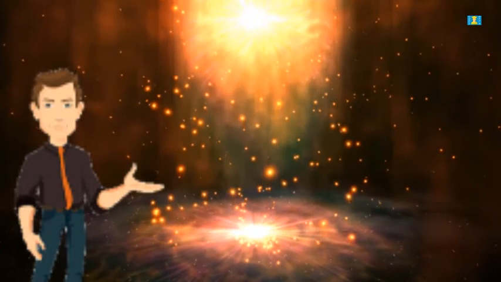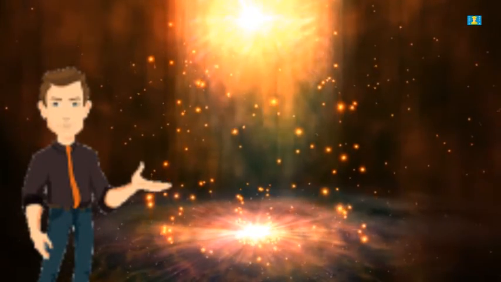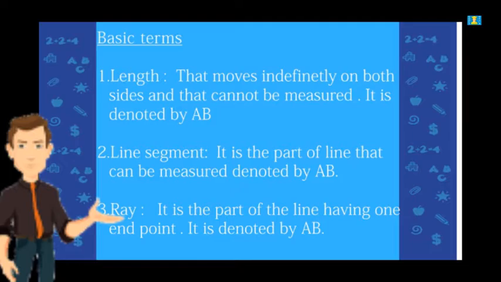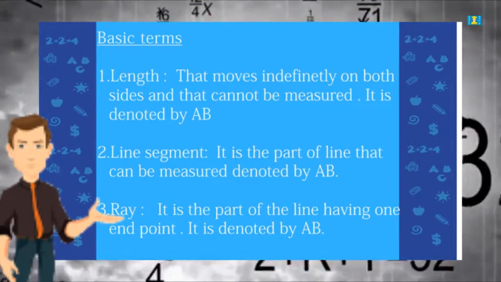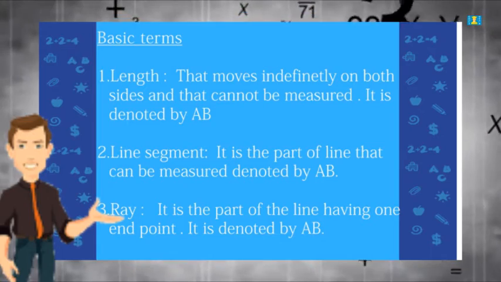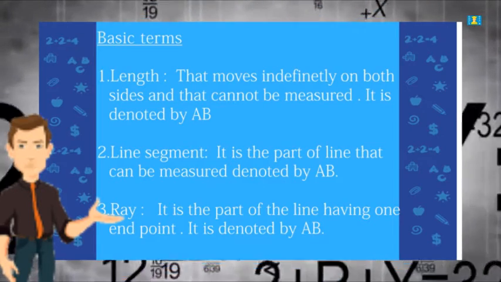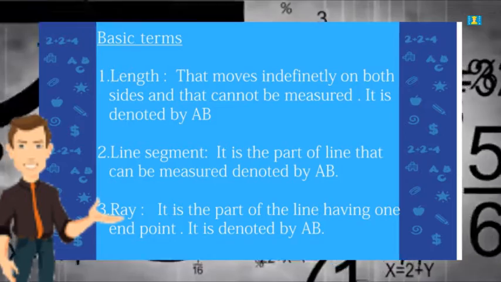Hi students, now we are going to study a new chapter, lines and angles. Let us see some basic terms. The first term is line. A line moves indefinitely on both sides and cannot be measured. It is denoted by AB.